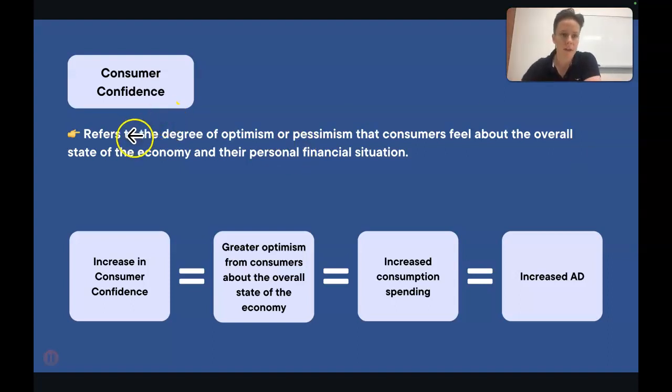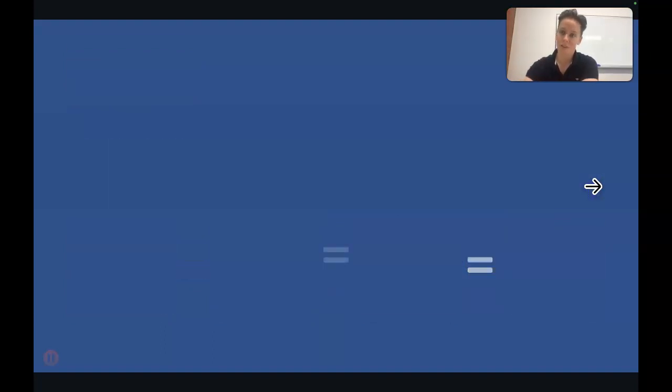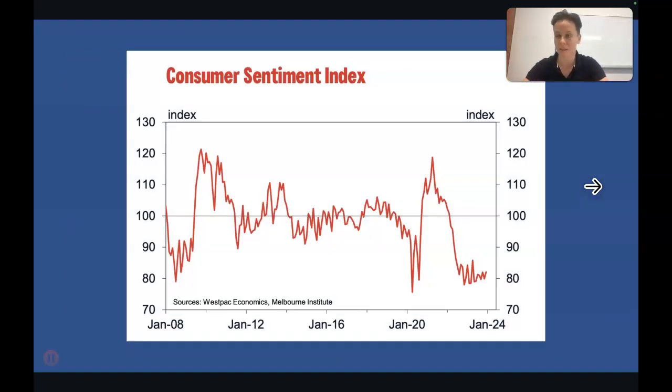So consumer confidence is simply the degree of optimism that consumers feel about the overall state of the economy. If you're feeling really confident, you're feeling really good about your economic future, well, you're probably going to get out there and spend more money. So an increase in consumer confidence, greater optimism for your economic future, increased consumption spending, that's going to increase aggregate demand, okay? So it's going to shift that demand curve to the right, and then obviously it's going to lead to a whole variety of impacts.